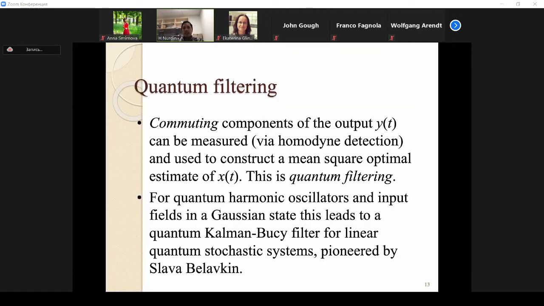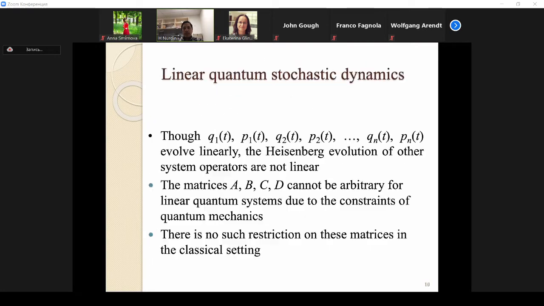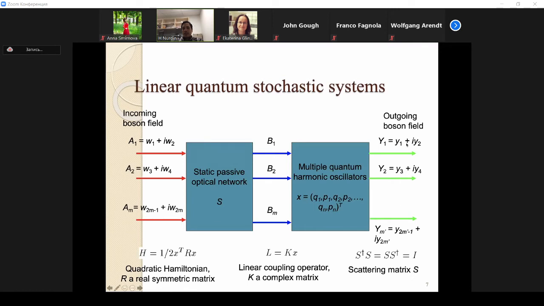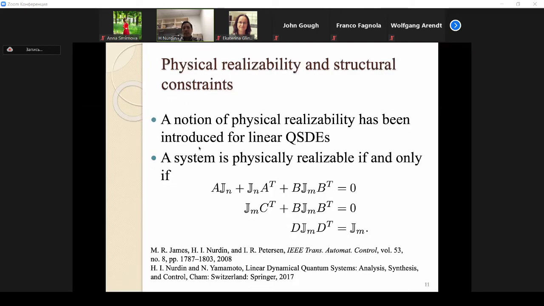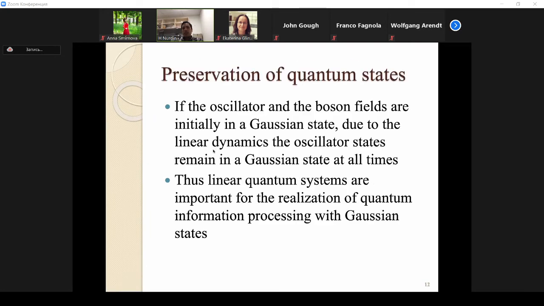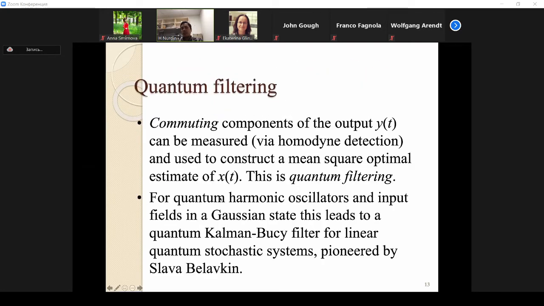Now with this system, you can take the commuting components of the output YT. If we go back to the picture I had earlier, we have these components Y1, Y3. The odd numbered components of the small y all commute, and also the even ones commute. So you can measure these simultaneously by a process called homodyne detection. Then you can use this to construct a mean square optimal estimate of x. x you can't observe, you can only observe y, and through observing y, you can generate a mean square optimal estimate of x. This is what's called quantum filtering, the quantum analog of stochastic filtering theory.